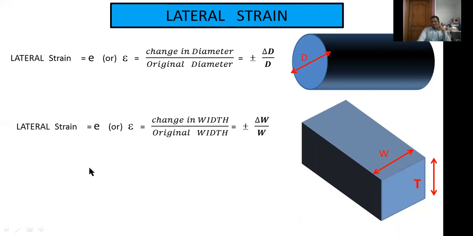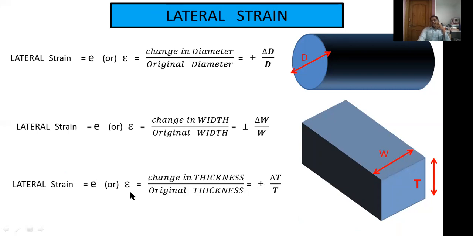And lateral strain in terms of thickness is the change in thickness by original thickness, that is delta T by T. These two are the formulas for this component. The earlier formula is used for circular sections.